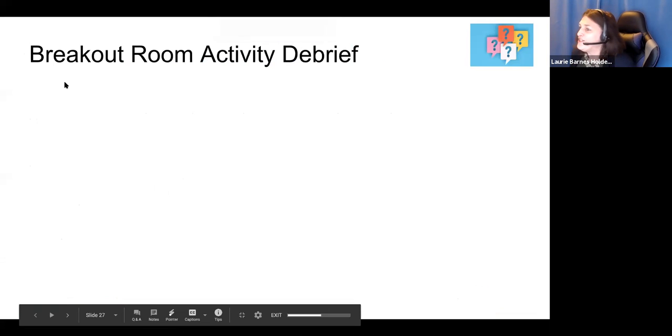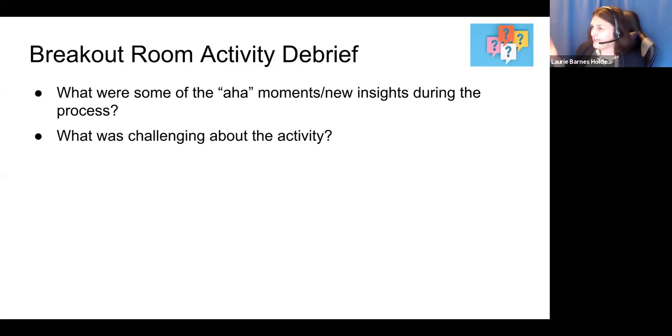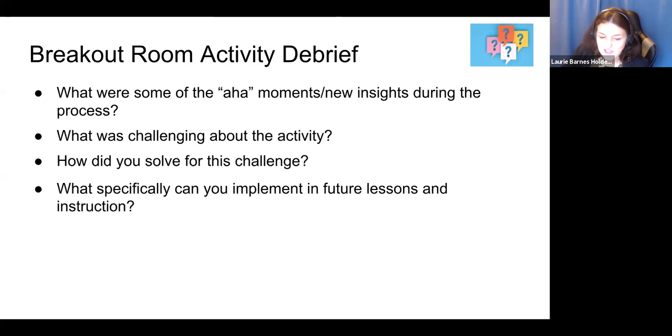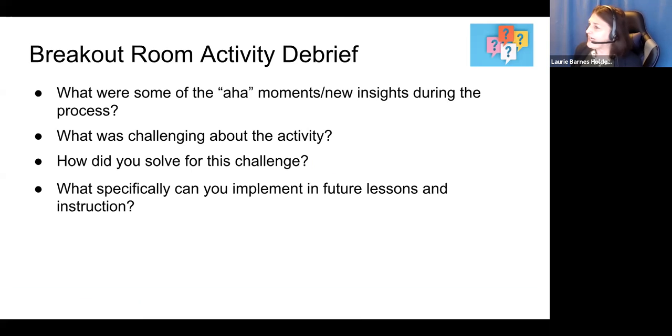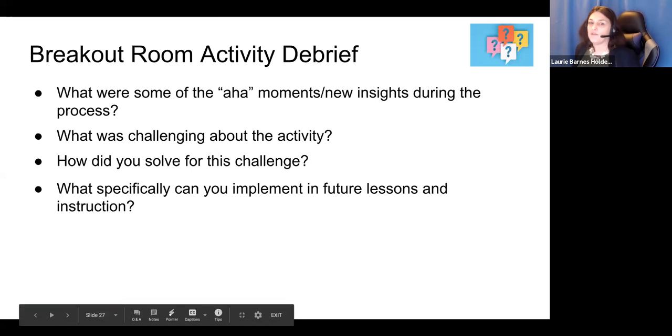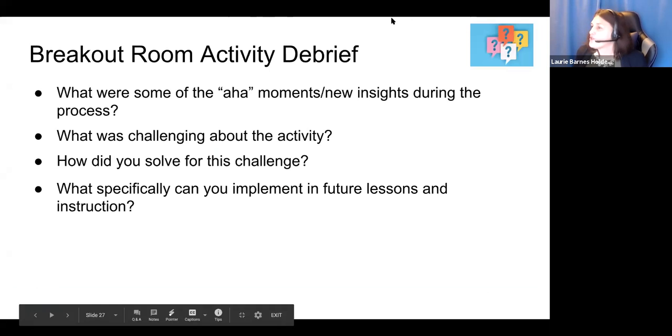So what we'd like to do is each group just to give us a little bit of their insight of what your discussion was like. You don't have to read your checklist or your note catcher, but just give us your insight into this activity and what you think of accommodations and modifications. What was challenging, or how did you solve for this challenge? And specifically, what can you implement in future lessons and instruction?